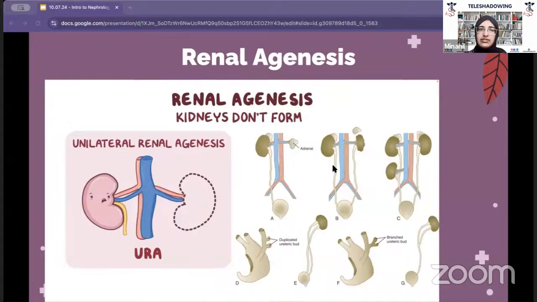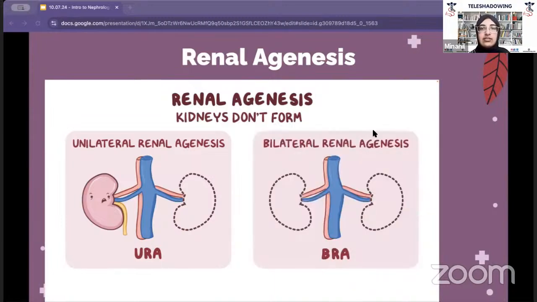Now let's talk about another type of agenesis where the kidneys don't form, maybe both kidneys might not form. So renal agenesis is basically a condition where one or both kidneys fail to form during fetal development. This can occur as unilateral agenesis, or URA, the absence of one kidney, or bilateral agenesis, the absence of both kidneys, BRA.